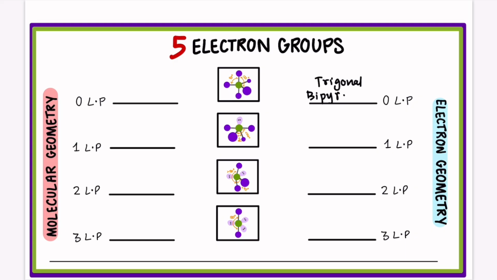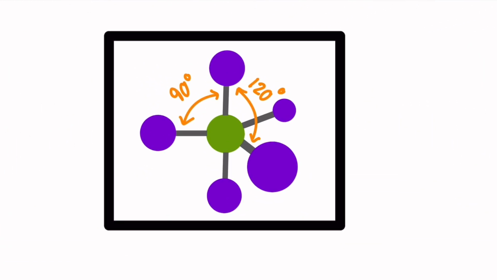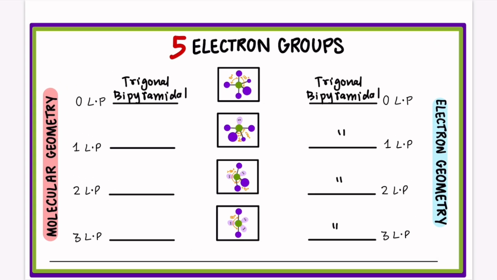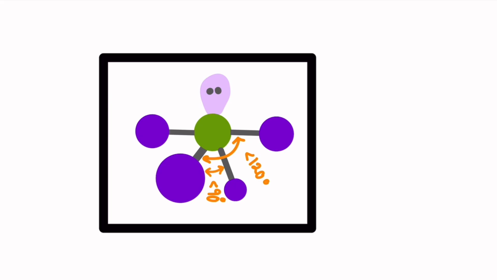bipyramidal. And you guessed it, it remains the same no matter how many lone pairs are present. Its molecular geometry with 0 lone pairs is also called trigonal bipyramidal, and it has bond angles of 90 degrees and 120 degrees. Okay, its molecular geometry with 1 lone pair is called a seesaw, with bond angles slightly less than 120 degrees and also slightly less than 90 degrees.